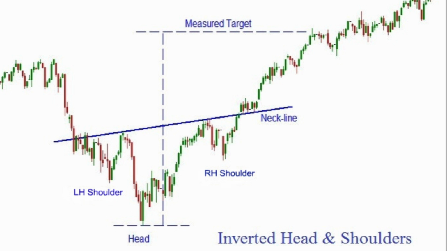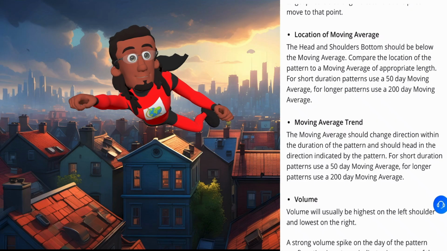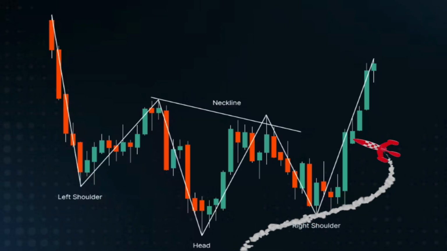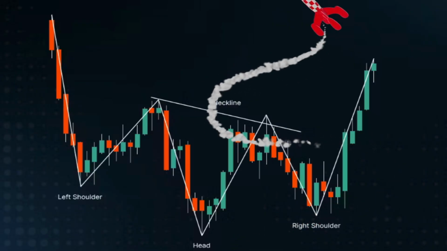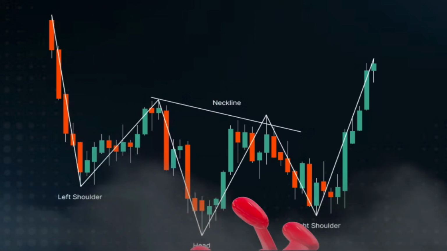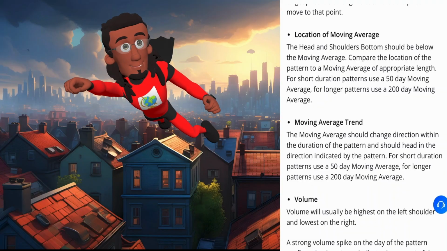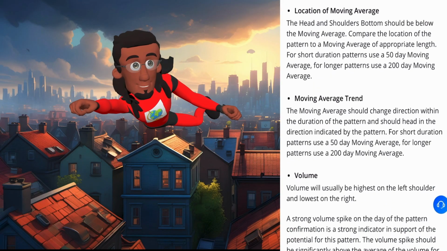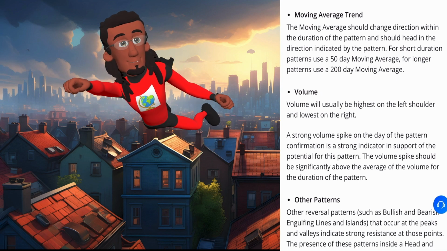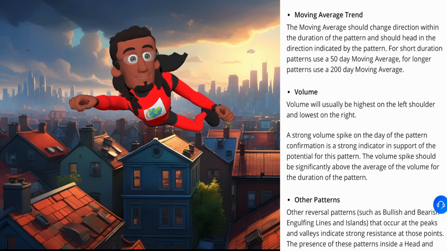The location of the moving averages. Here we go. The head and shoulders bottom should be below the moving average. Compare the location of the pattern to a moving average of appropriate length. For short duration patterns, use a 50-day moving average. For longer duration patterns, use a 200-day moving average. Okay, moving averages are crucial.